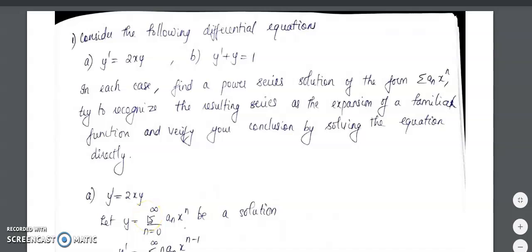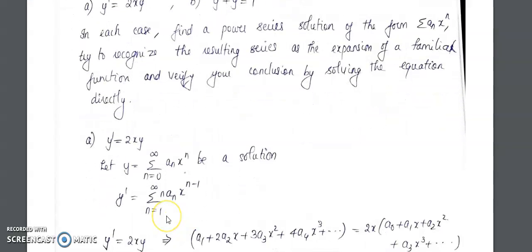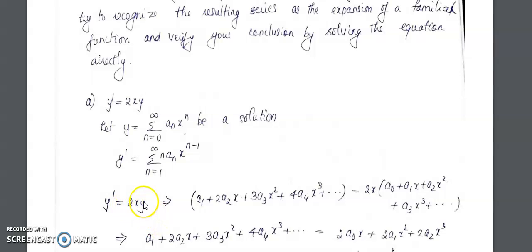So the first one is, you have y dash equal to 2xy. So we have a solution of the form summation a n x raised to n. So let y equal to summation n equal to 0 to infinity a n x raised to n. So it is a solution. Now you can differentiate the power series term by term. So therefore y dash will be given by summation n equal to 1 to infinity n a n x raised to n minus 1. Now substituting y and y dash into the given differential equation.